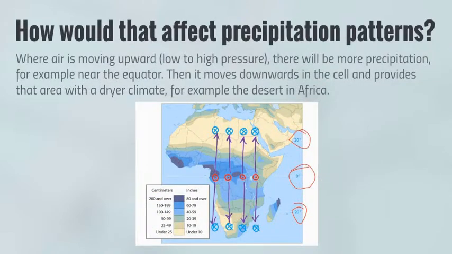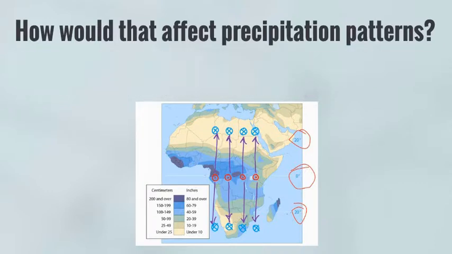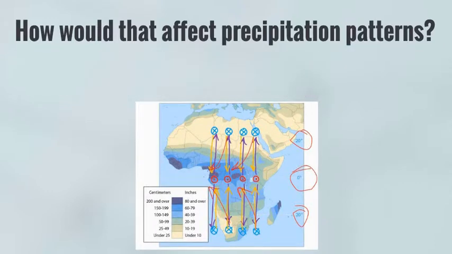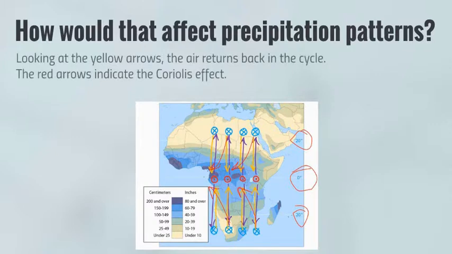Okay, so precipitation, like I mentioned a little bit earlier, where you see the red dots in the center, we have some low pressure happening, and that's where there's more precipitation. Then that goes towards the pressure on the area where you can see the desert, so there's less precipitation over there. So of course our air is going to flow back towards the center, and then the red arrows adjust for the Coriolis effect.